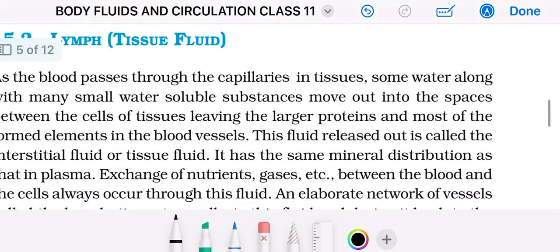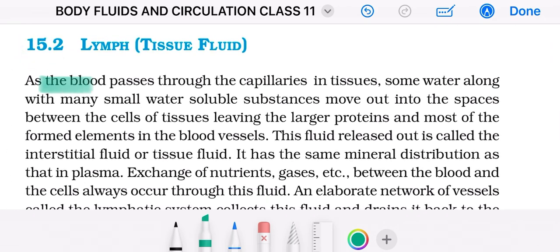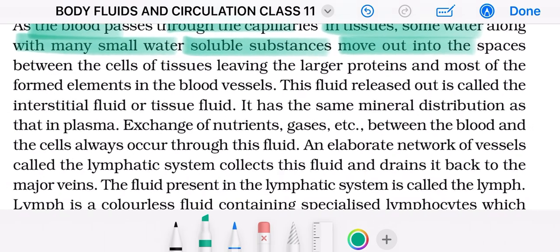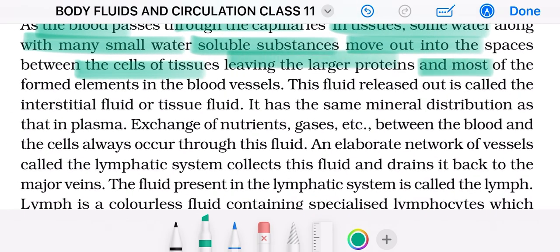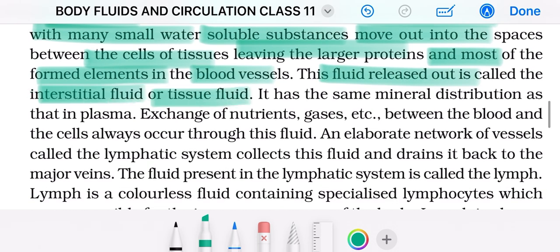Now moving ahead to lymph. As the blood passes through the capillaries and tissues, some water along with many small water-soluble substances move out into the spaces between the cells of the tissue, leaving the larger proteins and most of the formed elements in the blood vessels. This fluid released out is called interstitial fluid or tissue fluid.